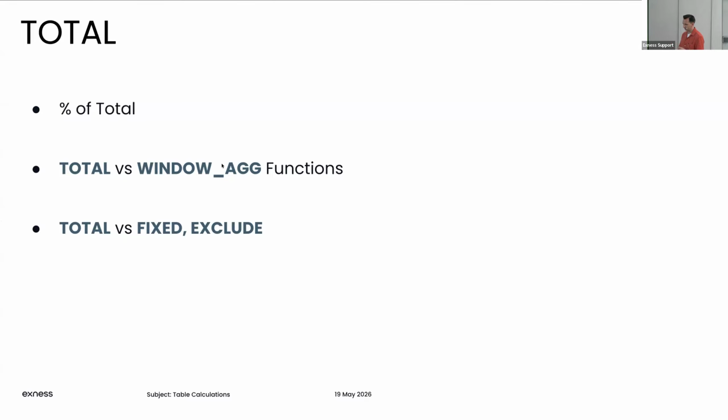I will compare total with window functions like window sum, window average, and I will compare it with LOD, level of details calculation. My understanding of total is that total works more like an exclude rather than a table calculation. But total was available much before LOD appeared. So I am from the era before LOD, so I really like total and do not like LOD.